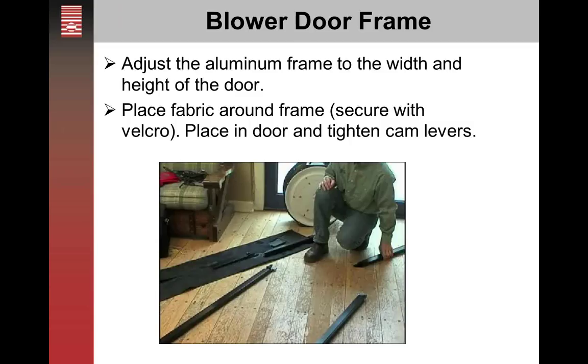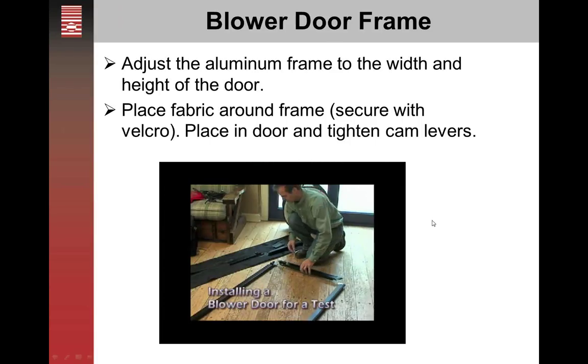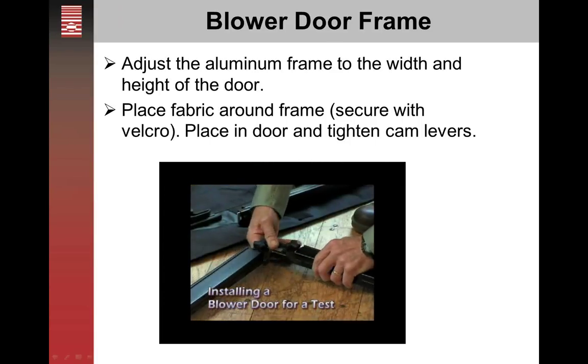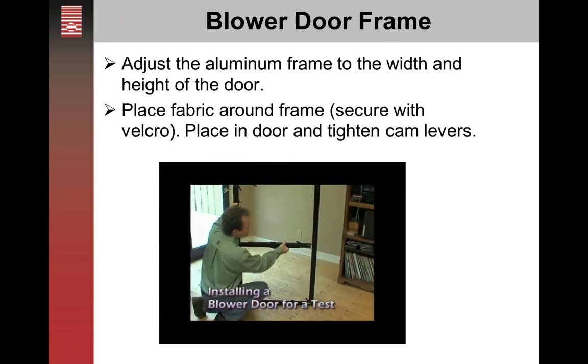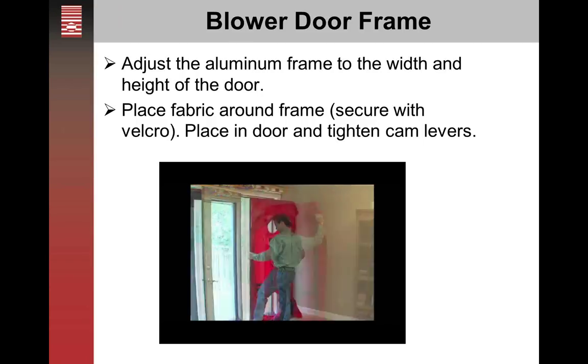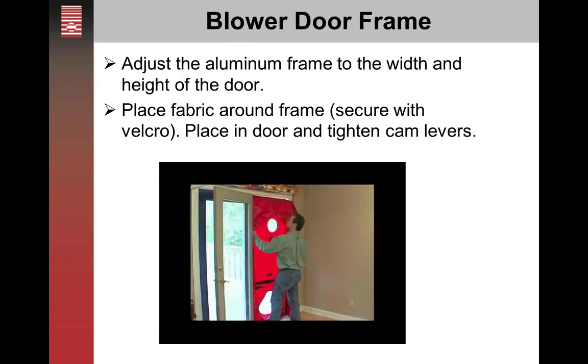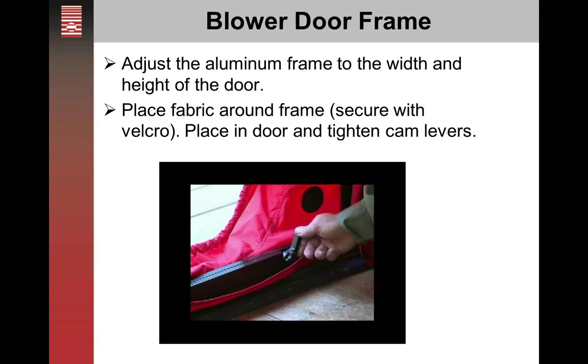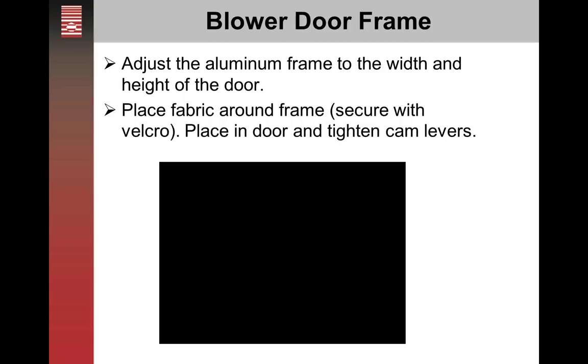The blower door frame is an integral part of putting everything in place, so we'll show you a very quick video on how this gets all put together. The frame is assembled. We have the center crossbar for the fan. It's sized for the height and width of the door. We place the nylon panel over it, and to ensure that it stays in place, we flip the cam levers over to make sure that they're nice and tight.